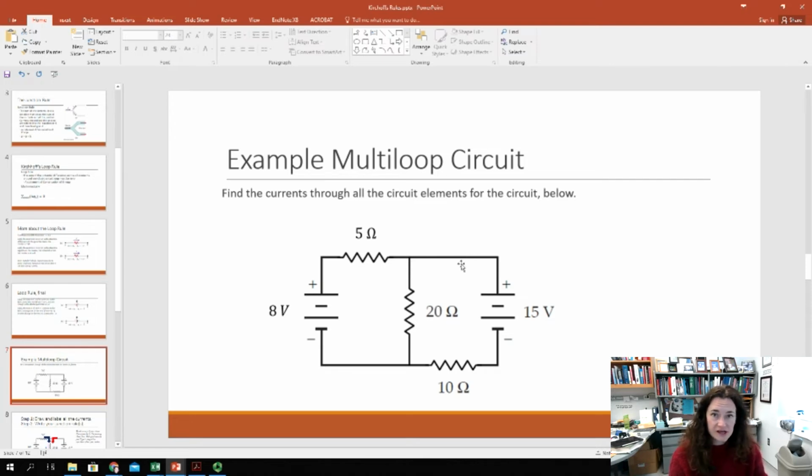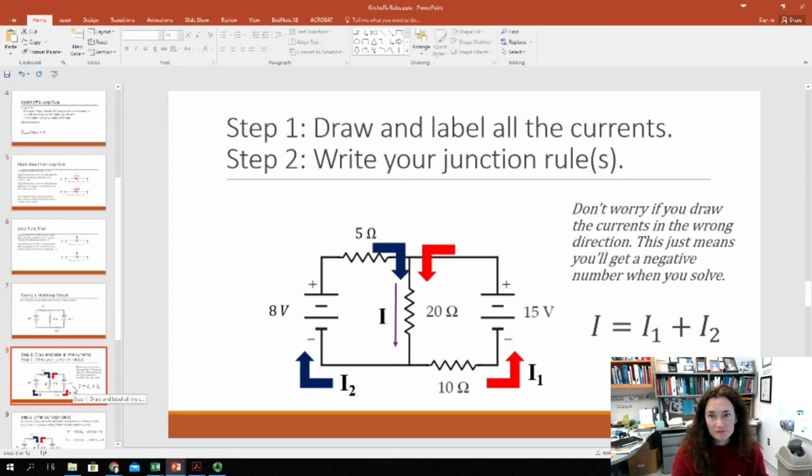Now I have a certain set of steps that I like to recommend that all my students follow. If you get used to doing it a certain way, it's easier to avoid pitfalls. So here we go. My step 1 is always to draw and label all the currents. So now I have different currents indicated in different colors. Let me explain what I've got.